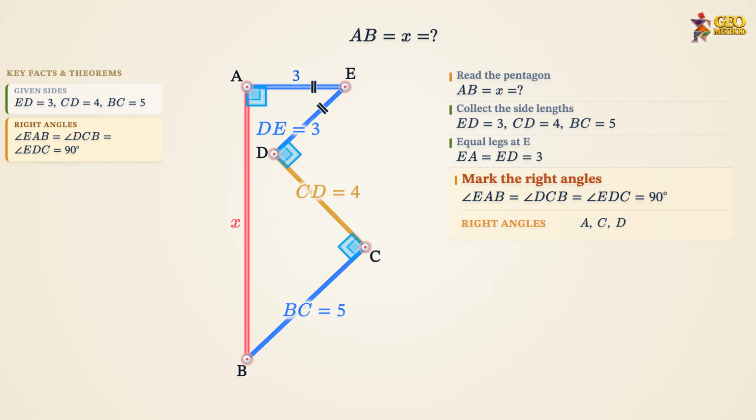Three corners are perfectly square. The angle at A, where segment EA meets segment AB, the angle at C, and the angle at D are each 90 degrees. These three right angles are the engine of the whole solution.